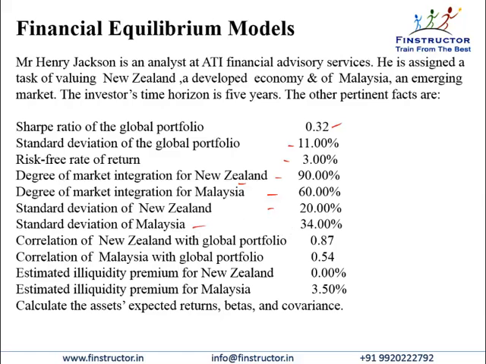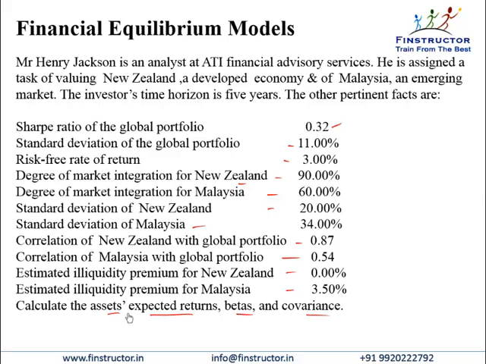Correlation of New Zealand with the global portfolio is 0.87. Correlation of Malaysia with the global portfolio is 0.54. Illiquidity premium for New Zealand is 0, and an estimated illiquidity premium for Malaysia is 3.5%. Calculate the assets' expected returns, betas and covariance. So essentially calculate the expected return of the New Zealand market, the expected return of the Malaysian market, and the correlation and the covariance between the two markets.